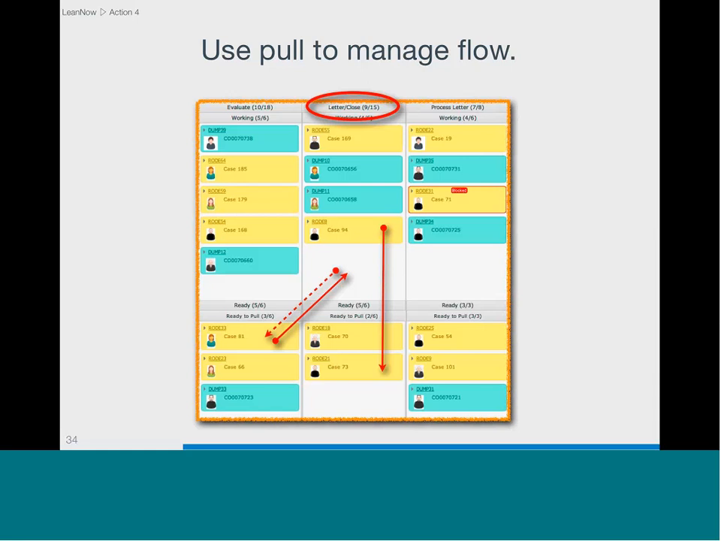So I can't push work to the next column. When I completed case 94 there in the center column, I couldn't just push it down to the person who's writing the letter. That person has to come get it from me. And if they don't get it from me and I continue to pull work from the earlier column, pretty soon I'll hit my limit of 15 and I'm going to have to stop working. I won't be able to pull any more work into my area. And then the person upstream from me is going to eventually fill up.